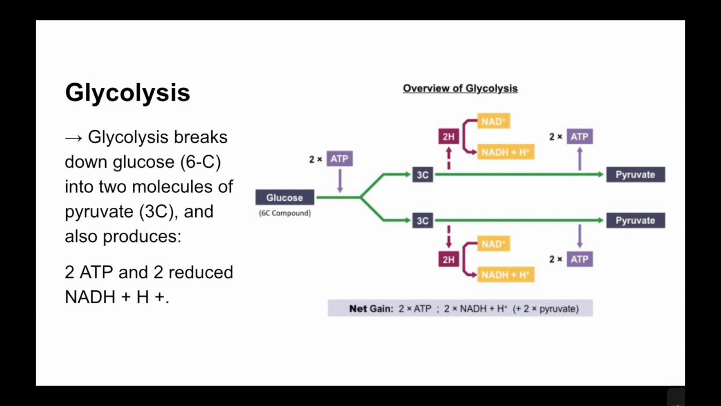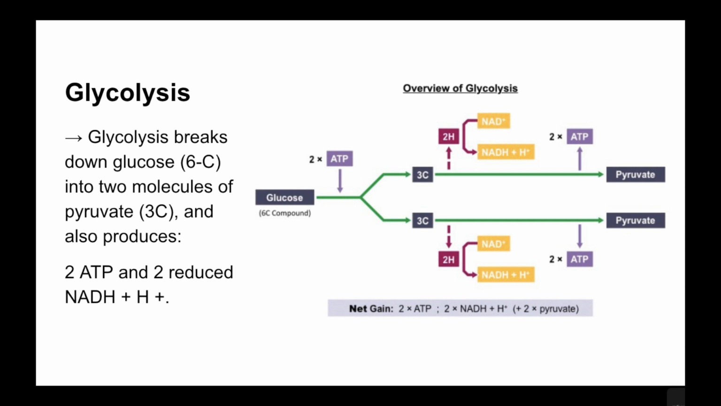This phosphorylation makes the molecule less stable and more reactive, and also prevents its diffusion to the outside of the cell. The second step is the lysis, in which the hexose biphosphate molecule, the 6-carbon sugar, is split into 2 triose phosphate molecules, a 3-carbon sugar.